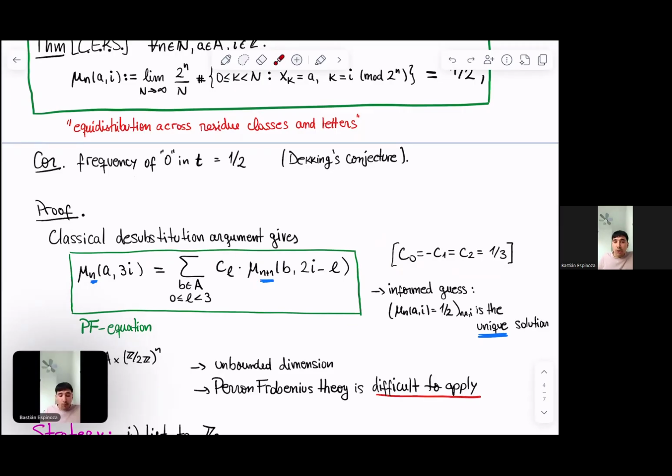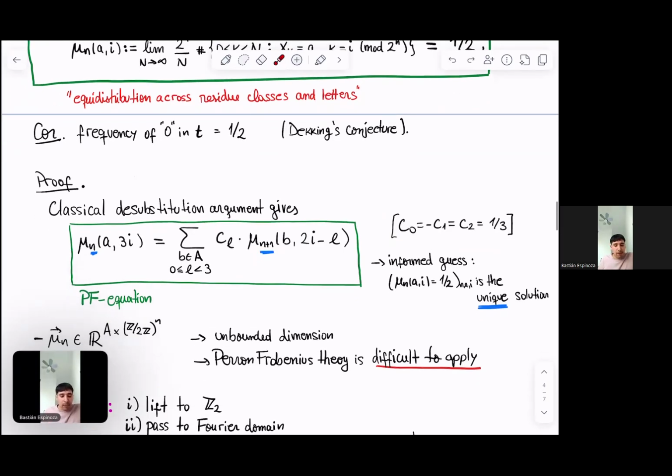And, well, we have this equation. Now, the first question is whether this equation is enough. And the thing is that computational experiments suggest that this equation already forces the frequencies to be completely determined and to have the value that I was describing before. This is why we try to prove this theorem. So the informed guess for solving this equation is to say that this is the unique solution.